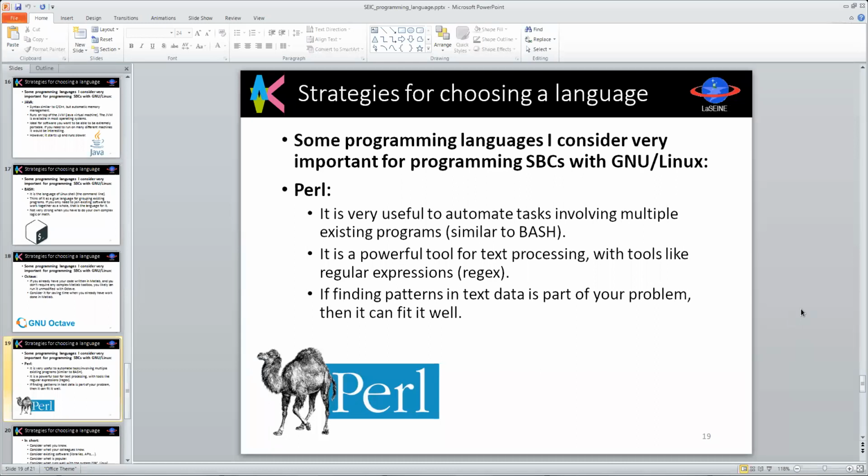But I would not choose it for anything that grows a lot or for mathematical processing. But sometimes I would use it to glue things. So I would use Python or C, let's say, to solve the problem. But to do the interface, I would use Perl, just a small program.